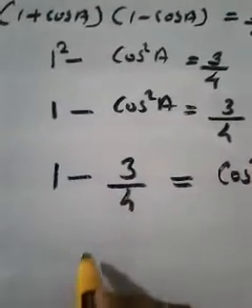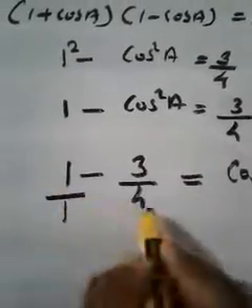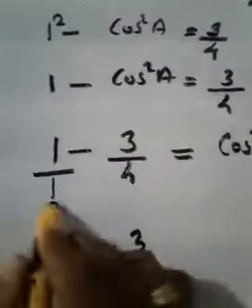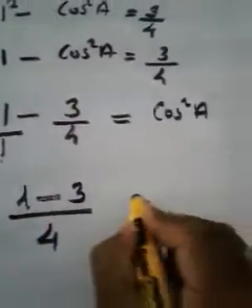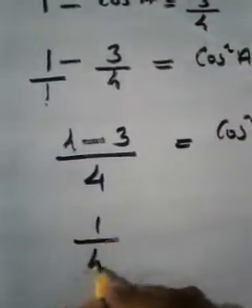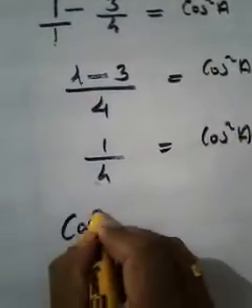And what is 1 minus 3 by 4? Give denominator 1 and cross multiply: 1 into 4 is 4, minus 1 into 3 is 3, divided by 1 into 4, which is 4. So 4 minus 3 by 4 is equal to cos square A. It implies, what is 4 minus 3? 1. So 1 by 4 is equal to cos square A. Cos square A is equal to 1 by 4.